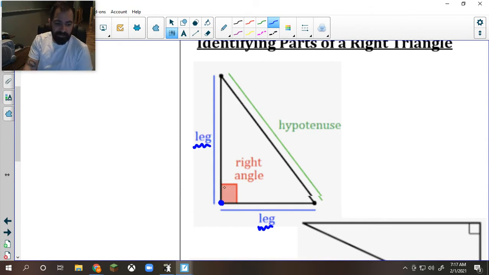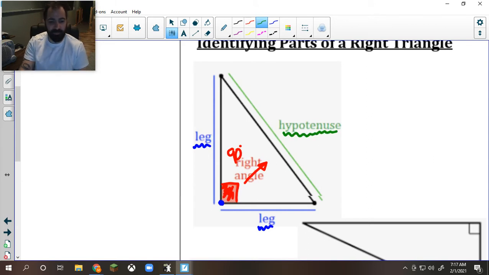Then notice that not only do they touch each other right there, but they create our right angle. Remember, a right angle is 90 degrees. The two legs create our right angle. And across from that right angle is called the hypotenuse. I like to call it the hippopotamus because it helps students remember a little bit, but that is the hypotenuse. And the hypotenuse is the side that is directly across from the right angle.